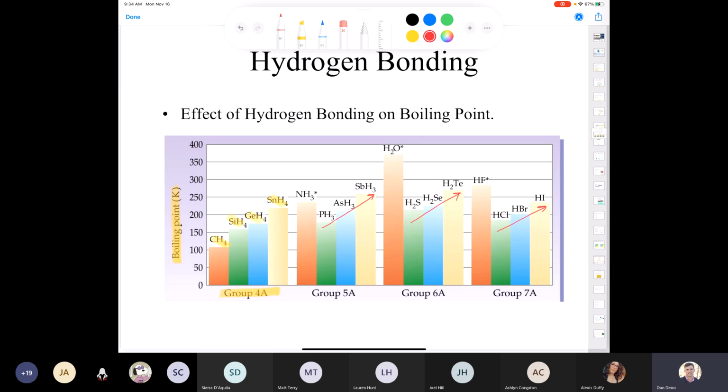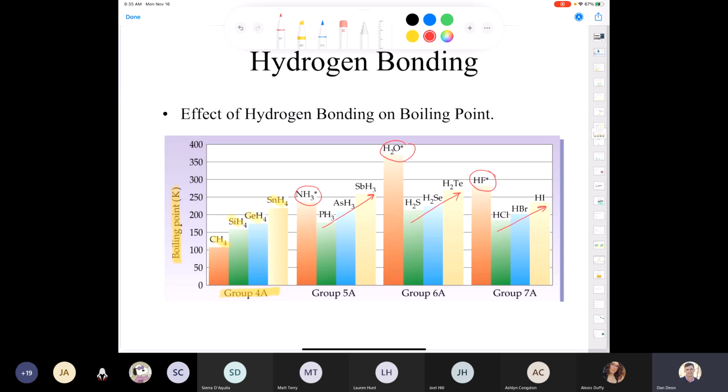But you see that there's an anomaly in group 5A, ammonia. There's an anomaly here, water, and there's an anomaly here, which is HF. Well, if we compare the three of these, you might think, why are they in this order? Well, the reason why water is the king of the castle and has the highest boiling point of all of them is because hydrogen bonding is maximized in water. Completely maxed out. I've got 2 hydrogens and 2 lone pairs. So that's the maximum amount of hydrogen bonding that's possible.